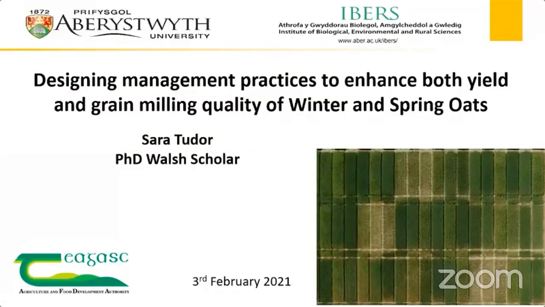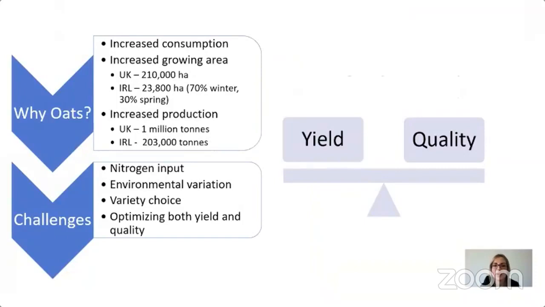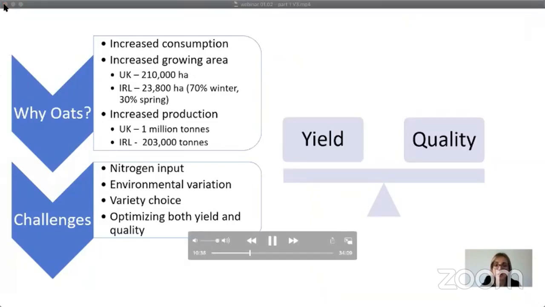Okay, thank you. Oats are the 3rd most popular cereal crop grown in the UK and Ireland, with planted area, production and consumption increasing yearly. Due to this, there is also a greater demand for milling processing. Therefore, producing grain to meet milling specification is key. So in addition to yield, it is also important that growers consider the quality of the grain too. But there are many factors that can affect yield and quality, such as environmental variation, variety, and nutrient inputs.